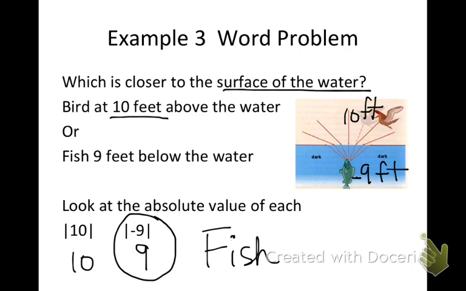So again, if you need to rewind, you can rewind. If you need another similar example, you can look at page 271 in your textbook for a very similar question to help you understand this. When you're ready to move on, go ahead and hit play. If you need to pause, go ahead and hit pause.